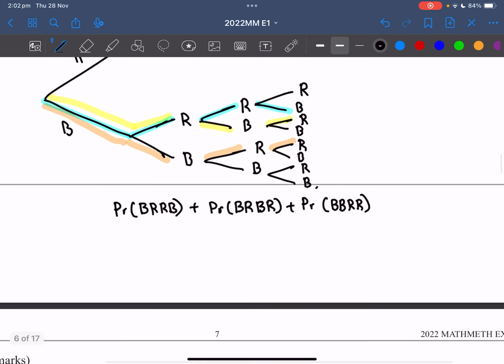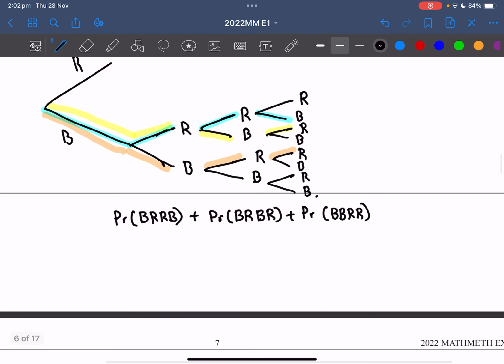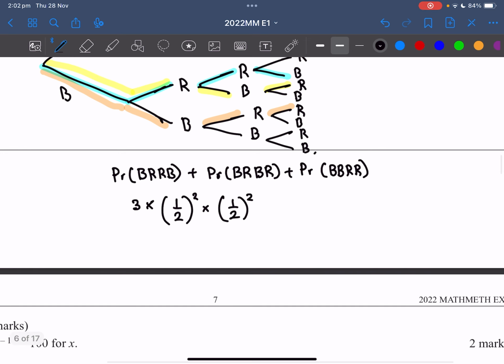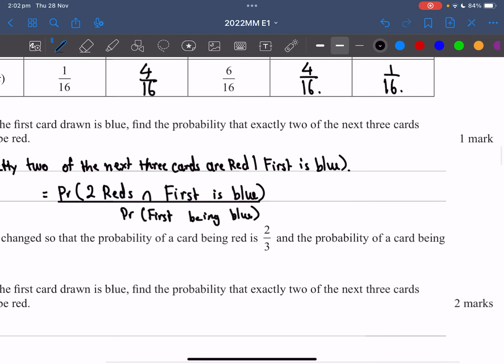No. Okay. Now again, since the probabilities are the same, we would have 3 times 2 blues, so that's 1 on 2 to the power of 2, times 2 reds, so 1 on 2 to the power of 2. Okay? So we'll have 3 times 1 on 4 times 1 on 4, which is 3 on 16. So this part over here is 3 on 16.